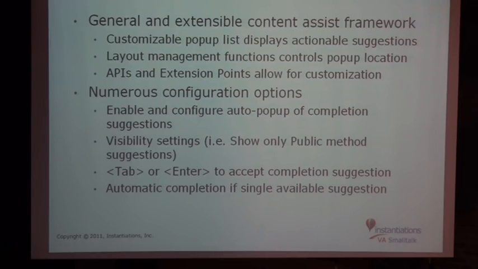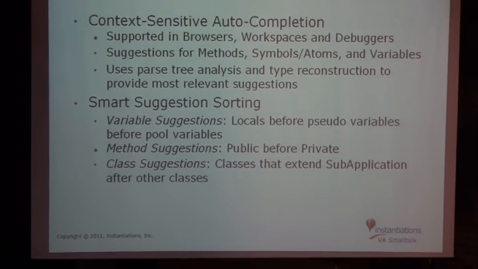So once we had that, we needed configuration support. So we have a number of configuration options having to do with the content assist. Visibility, whether you show public, private, or all methods. The number of suggestions that you show without scrolling, and many other things. So we have context-sensitive auto-completion in all the code browsers, in the workspaces, and in the debugger. We provide suggestions for methods, for symbols, and variables.